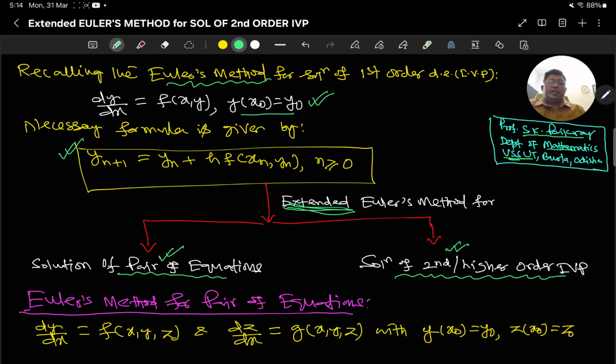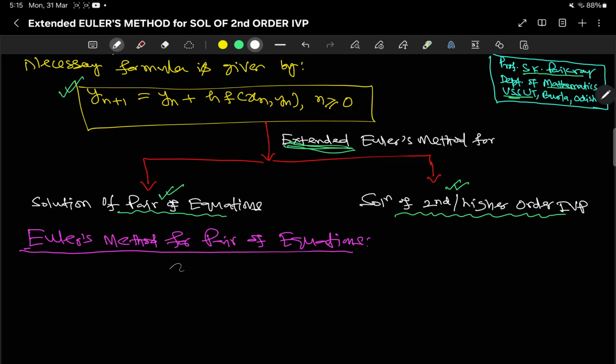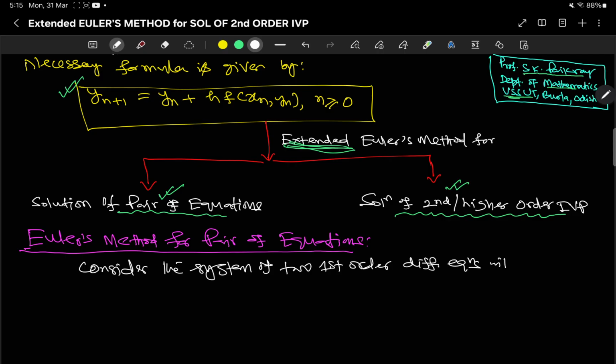So without much delay, let us discuss the extended Euler's method for solving the pair of equations. Consider the system of two first order differential equations with initial conditions.